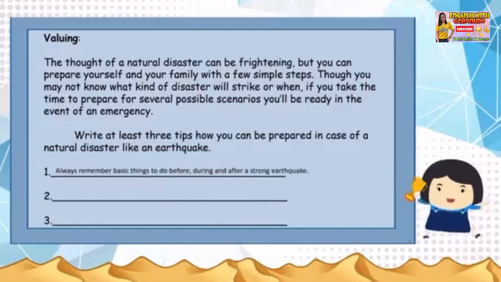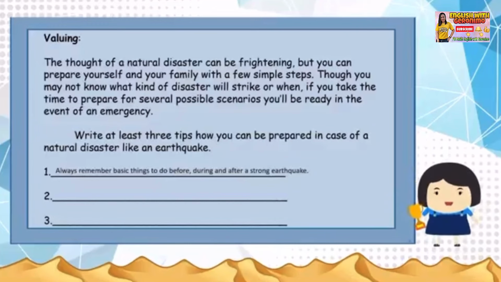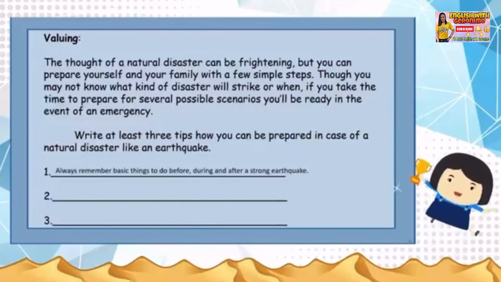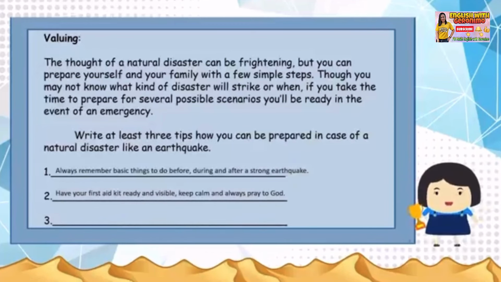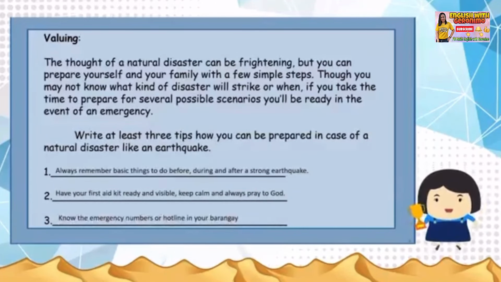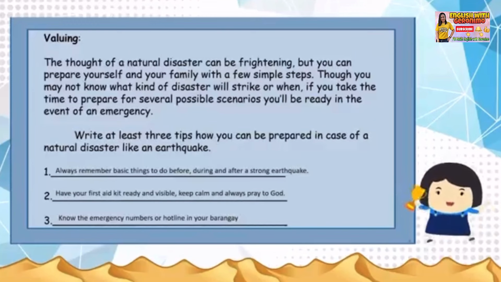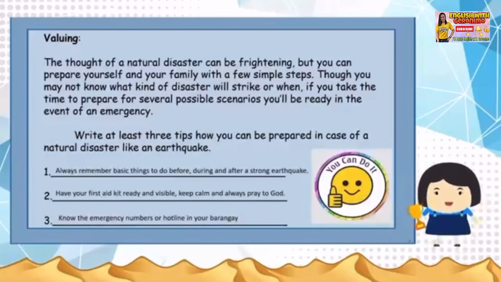1. Always remember basic things to do before, during, and after a strong earthquake. 2. Have your first aid kit ready and visible. Keep calm and always pray to God. 3. Know the emergency numbers or hotline in your barangay. Good job, and don't forget that you can do it.